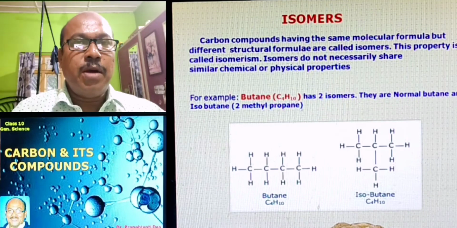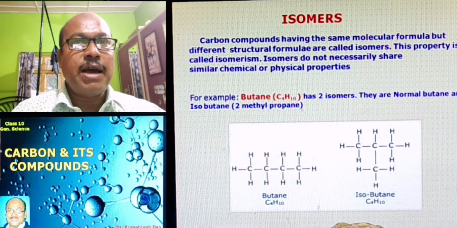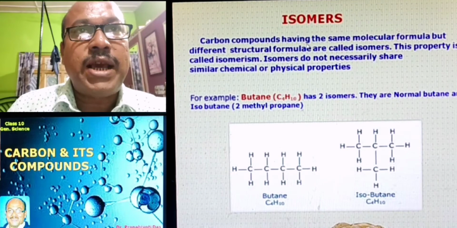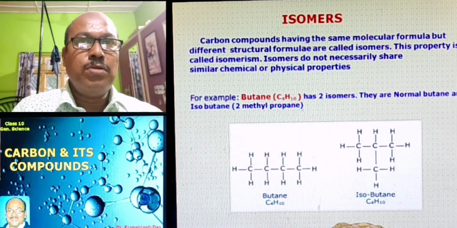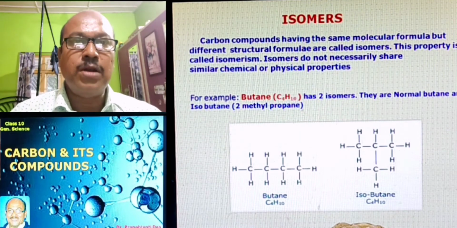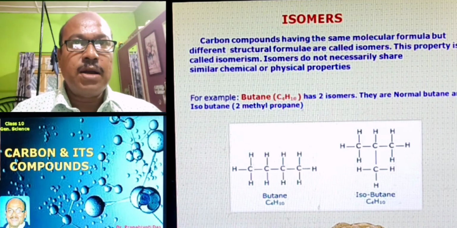But what is the main problem? Their molecular formula is the same, but their molecular structure is different. Their chemical structure is different. So you can see the carbon compounds having the same molecular formula but different structural formula, this type of carbon compounds will be called isomers. Isomers are those chemical compounds which have the same molecular formula but different structural formula or different molecular structure. This is isomer and the property is called isomerism.